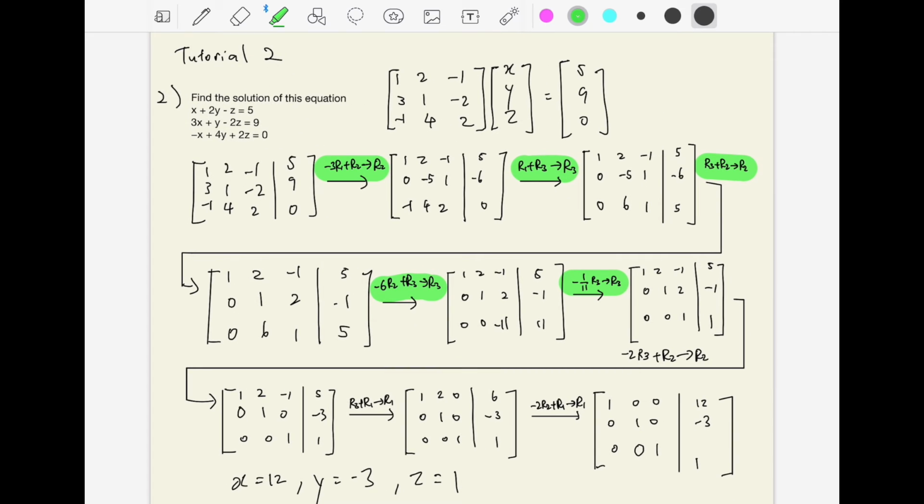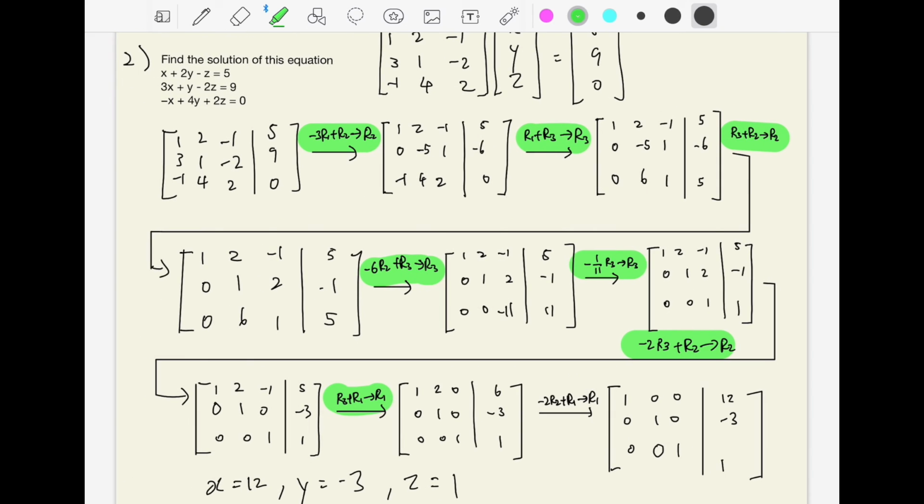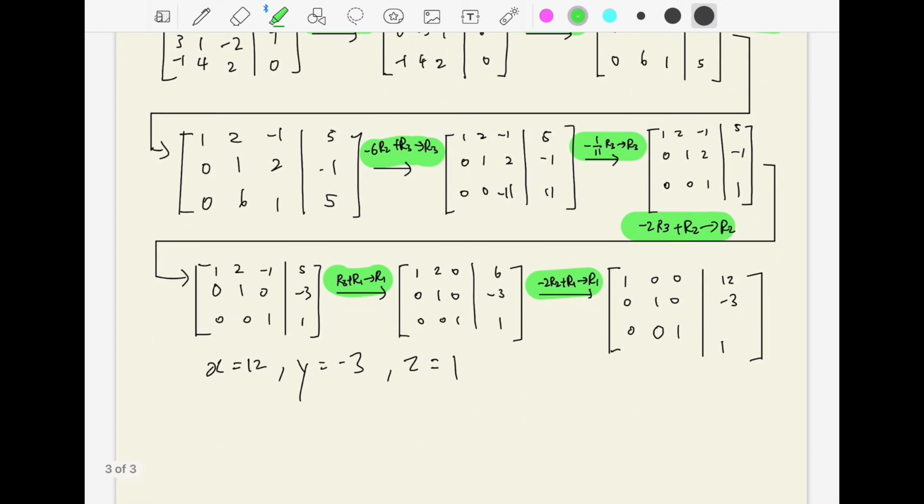And -2 r3 plus r2 into new r2. Then r3 plus r1 into new r1. Last but not least, -2 r2 plus r1 into r1. So the final answer of the equation is x equals to 12, y equals to -3, and z equals to 1.